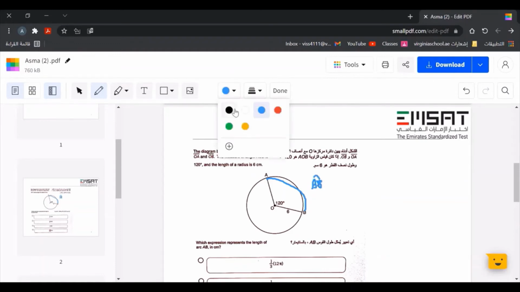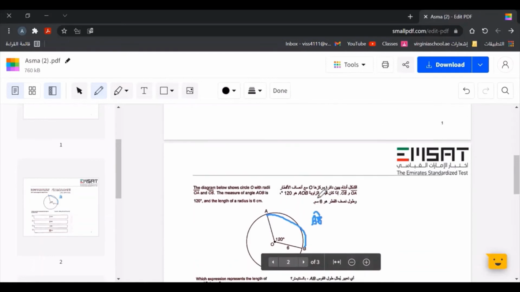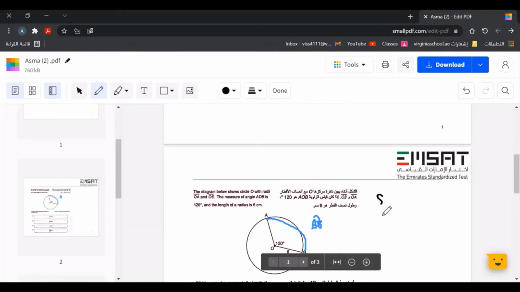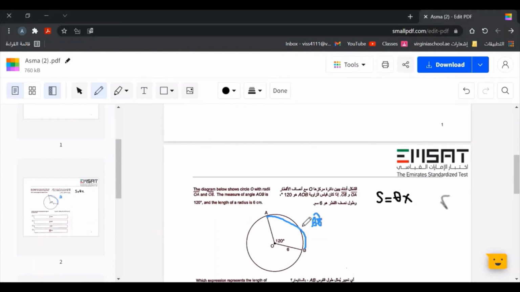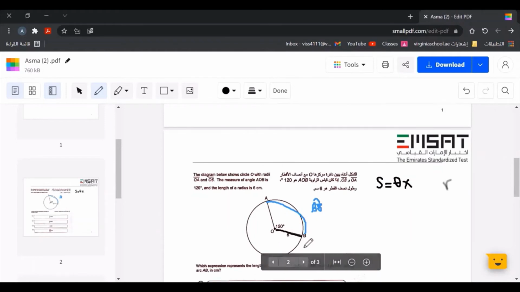And now what we need to do is to use the formula of the arc length. So what does the formula say? S equals... So what does S mean? S is the arc length. It's the distance between point A and point B around the edge of the circle. So S equals theta, the central angle in radians, times r, which is the distance between O and B, as we can see here.